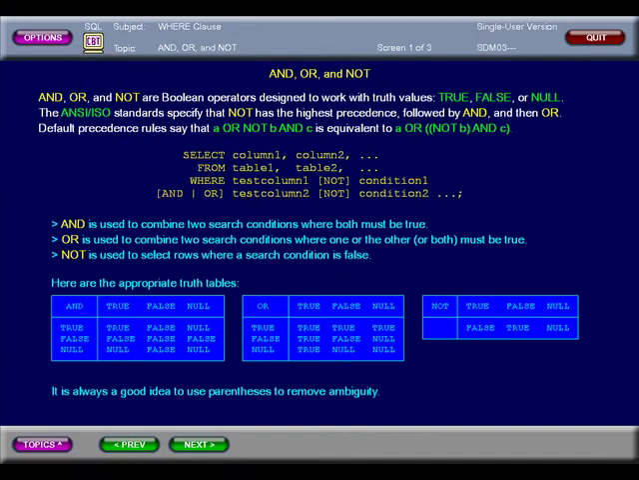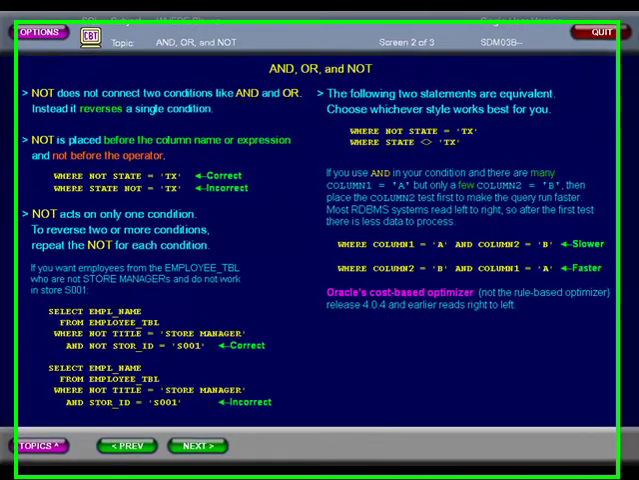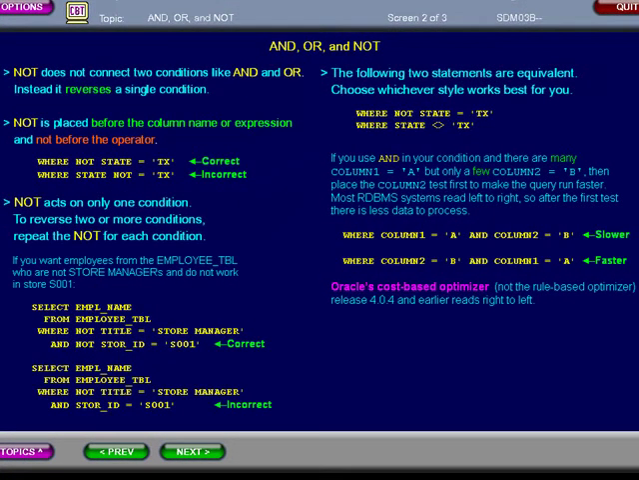It is always a good idea to use parentheses to remove ambiguity. NOT does not connect two conditions like AND or OR. Instead, it reverses a single condition. NOT is placed before the column name or expression as shown here, and not before the operator as shown here.